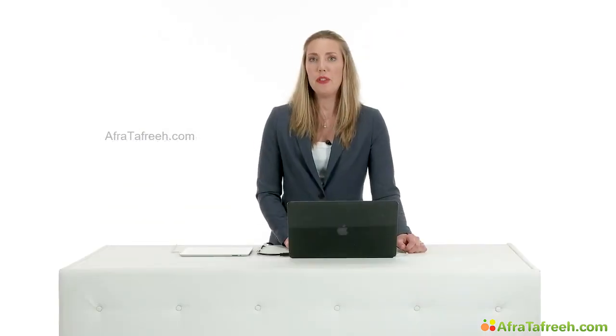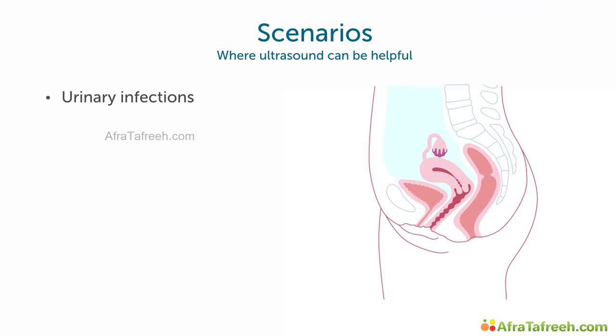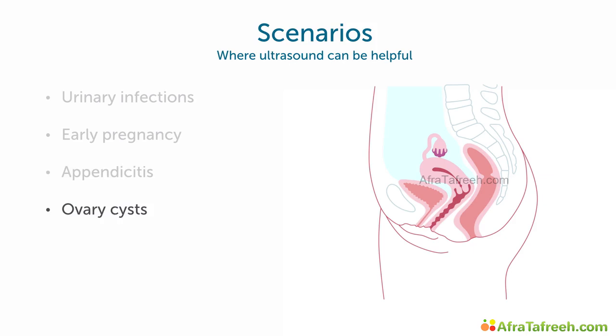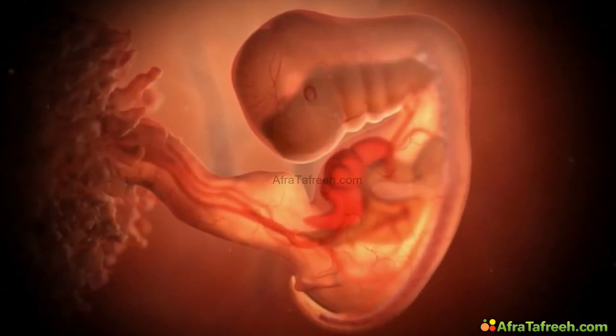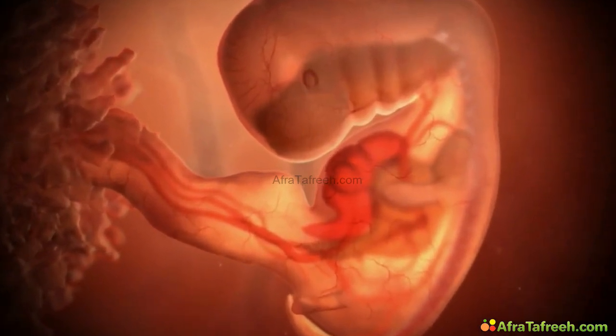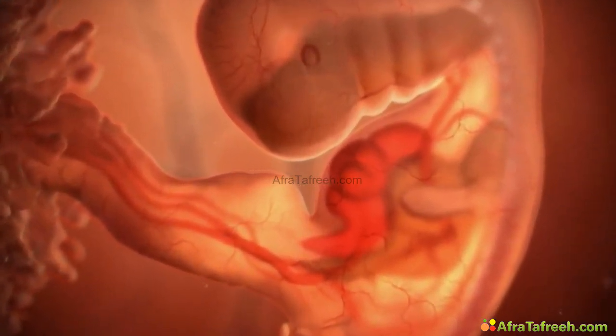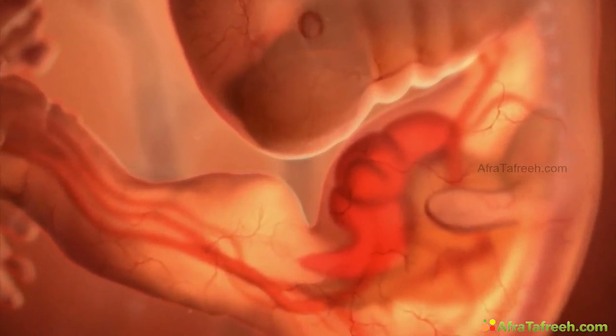In which scenarios ultrasound can be useful would be urinary infections, early pregnancy, appendicitis, ovary cysts, intrauterine devices, or uterus pathology. If you're lucky, you will find a beautiful ongoing pregnancy with a nice beating heart inside the pelvic of the female. Before we're there, we need some more information about the anatomy and what's going on in the pelvic area.